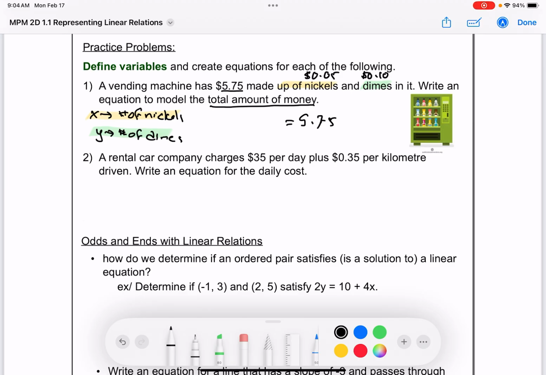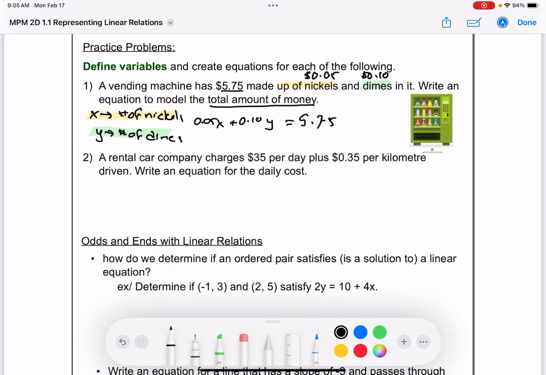Okay, but I need to figure out the value that I have of each, right? So the number of nickels is X, but I'd have to multiply it by its value to get to that 575, and then same with the dimes. Okay, so this would be my equation: 0.05x plus 0.1y equals 575.